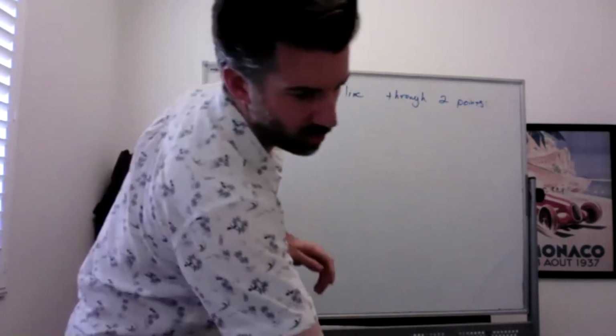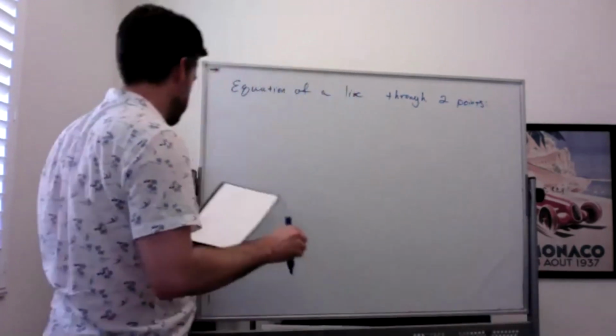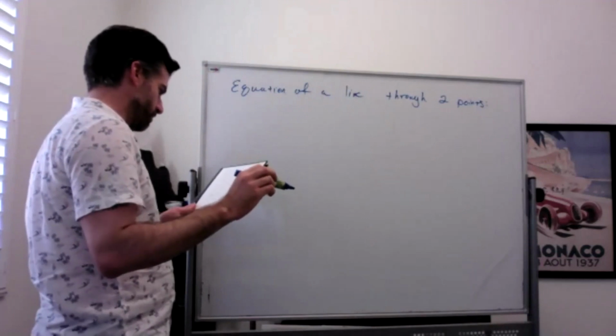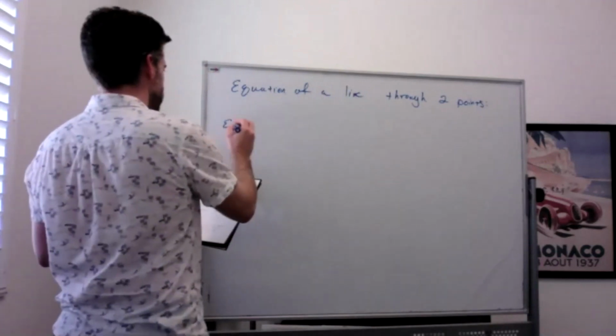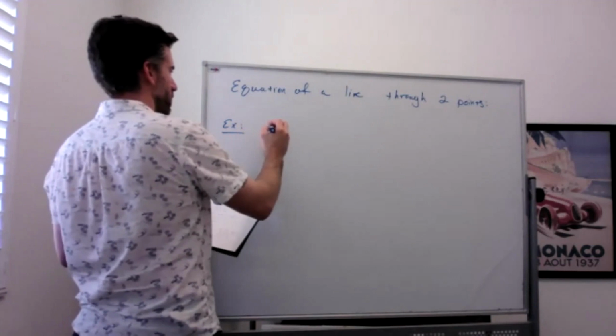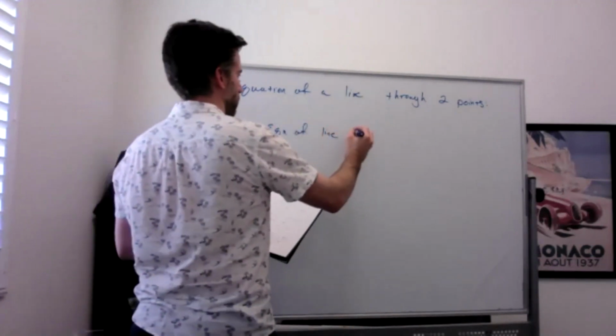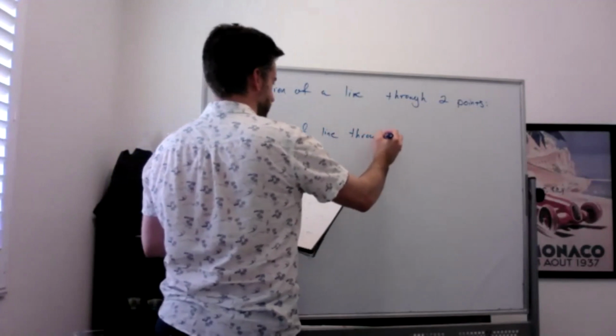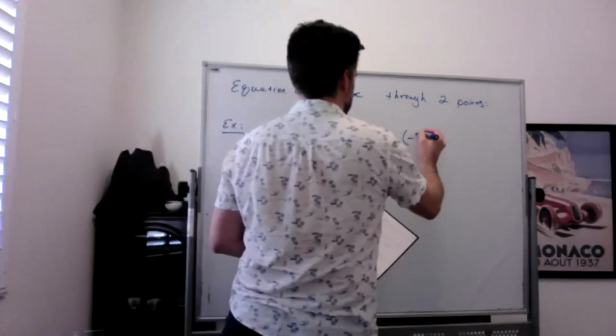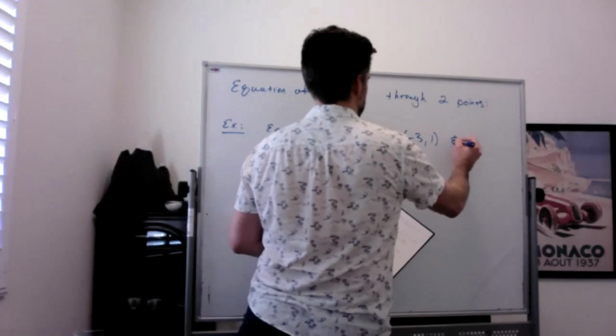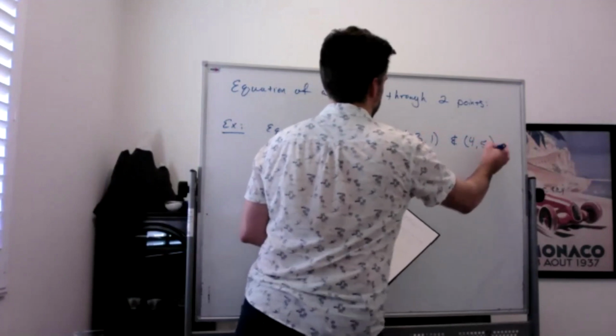Specifically, the points I want to pick are... so the equation of the line through the points, what do we got here? -3, 1, and 4, 5.